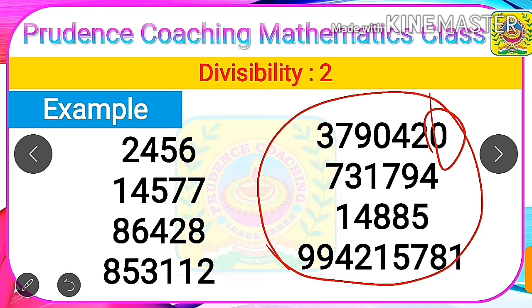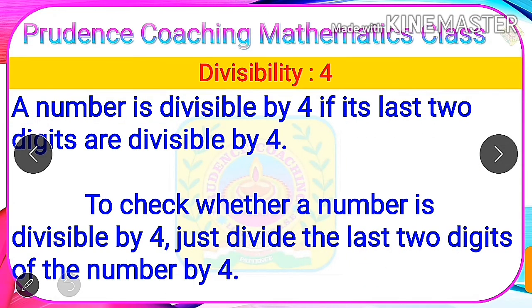So I think students, it is now clear to you how to check whether a number is divisible by 2 or not. Let us move on to the next one, where we will see the divisibility of 4. That means whether a given number is divisible by 4 or not.